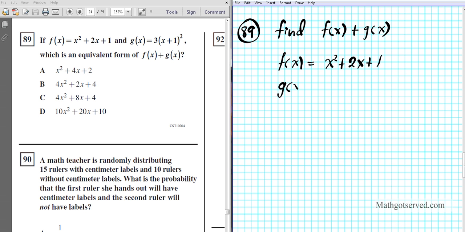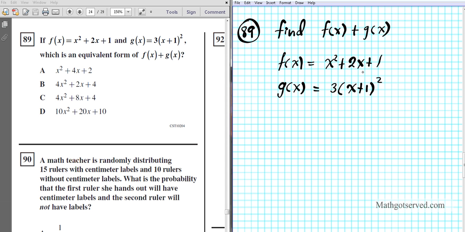But take a look at g of x for a minute. It's so unprepared for addition. It still needs to be processed, right? We need to simplify this, expand this completely so we can add it to f of x, all right? Because you see our options here, they're all in expanded form.